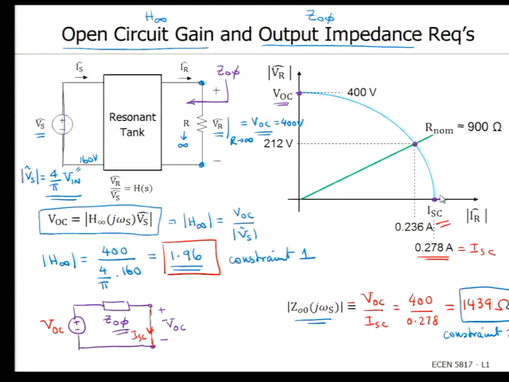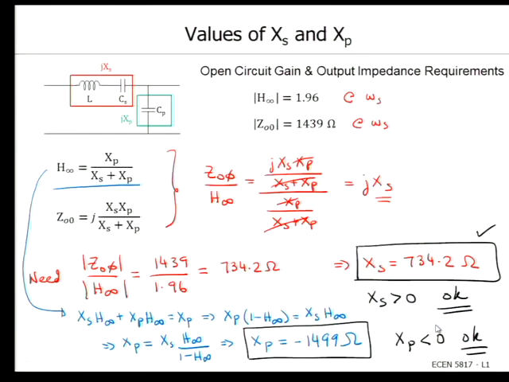And then we used the output characteristic parameters to figure out two parameters. One, the open circuit gain, H infinity, and the other, the output impedance, looking back into the tank with the input shorted, Z output zero. And we got specs on those, at least on the magnitudes of those. And then we used those to go in and figure out the tank components.